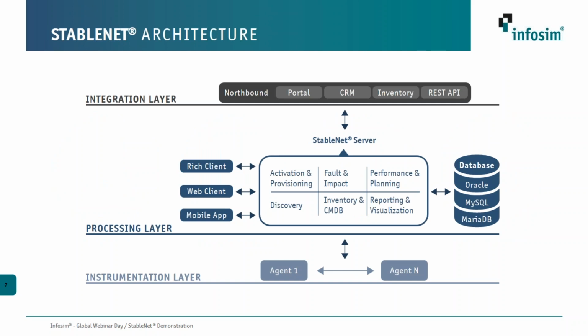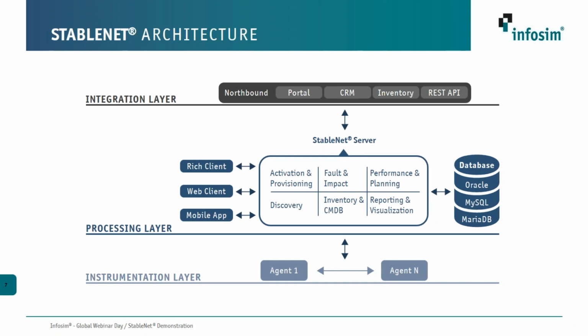The StableNet architecture is quite simple. The StableNet server, the middleware, holds all functionality modules and manages the connection with the database. It is also responsible for data aggregation, reporting, and visualization. As you can see in the left area of this diagram, StableNet provides several client interfaces, from the classic rich client to the web client that works on all major browsers, and of course, we also provide a mobile app for those users who are on the go. With highly configurable and flexible northbound interfaces, you are able to connect and exchange data with, for instance, umbrella applications, a CRM, or an inventory database.